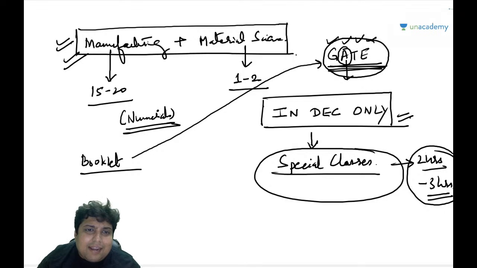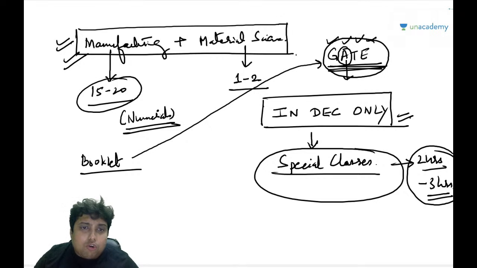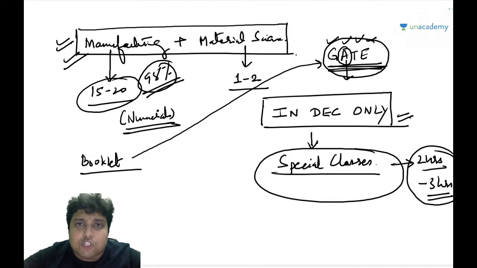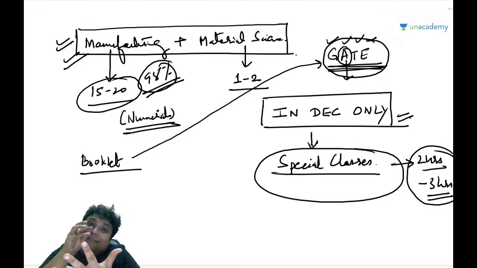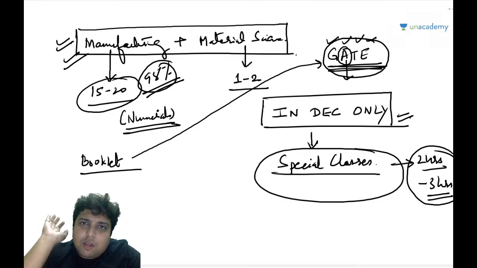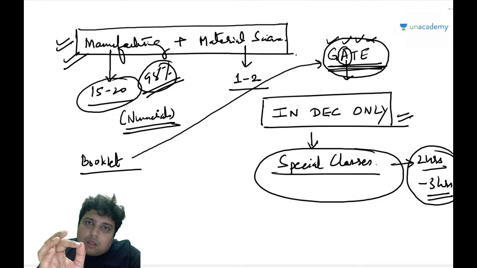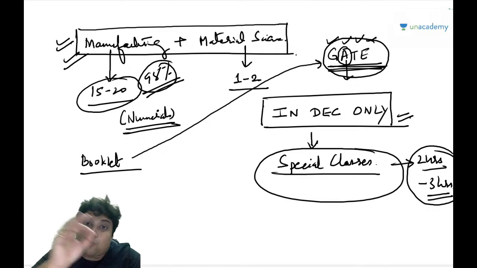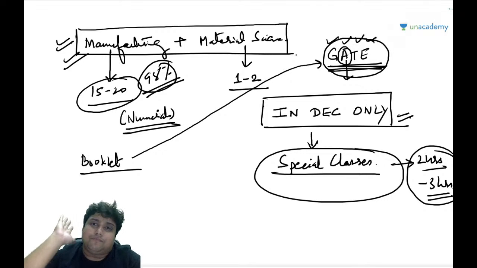When I am saying that manufacturing attains 15 to 20 marks, then out of these 15 to 20 marks, 95% marks come from the numerical portion. So I will be dealing with those portions only. I will be telling you the concepts in brief, and then with the help of those concepts, we will be dealing with certain questions. Those questions are formulated by me.